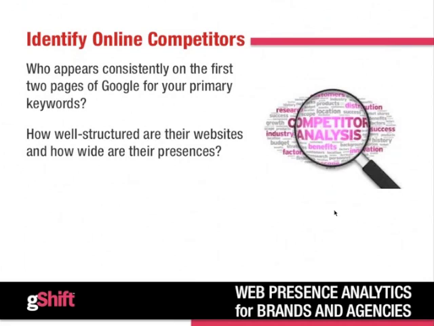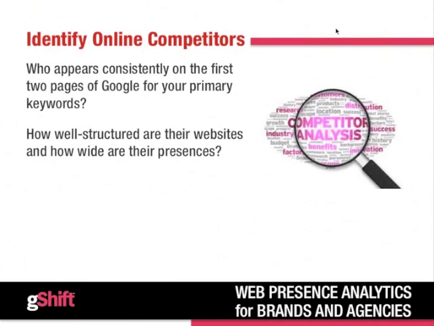But in addition to known competitors, or what we think to be our online competitors, we really want to try and identify our true competitors. So rather than who we think we're competing against online, we want to take a quick look within gShift and understand who's consistently on the first 2 pages of Google for, again, our primary keywords, the keywords that we're following and want to be found for. Who's ultimately in our way in terms of getting to that #1 position in Google.